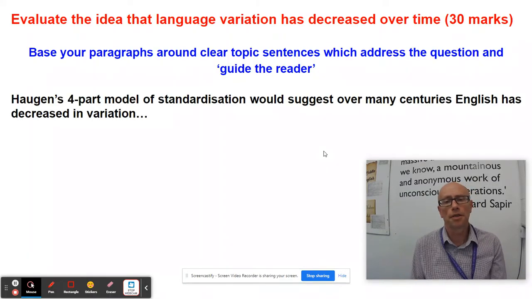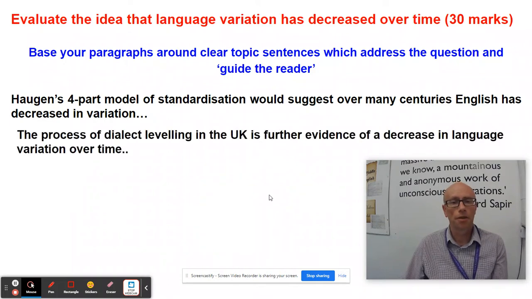Haugen's four-part model of standardization would suggest over many centuries English has decreased in variation. Right, this is a great topic sentence because it's naming a particular researcher and it's telling you, the reader, what the whole of that paragraph is going to be about and linking it in to this notion of variation decreasing over time. Here's another example.